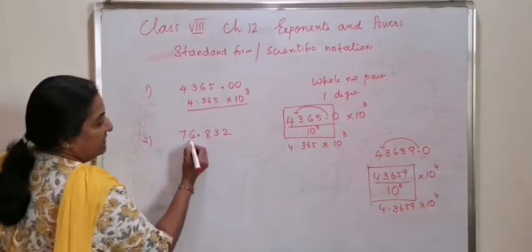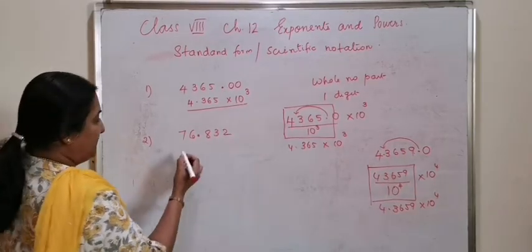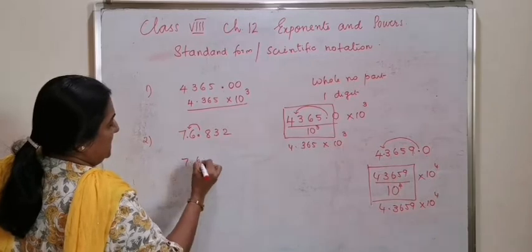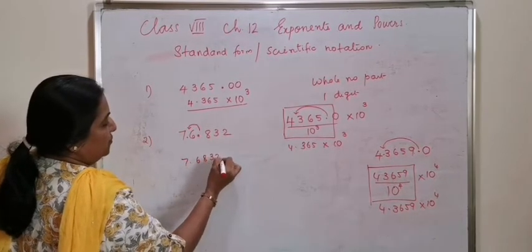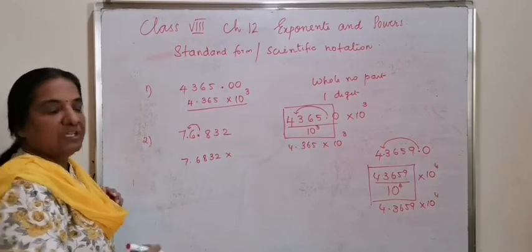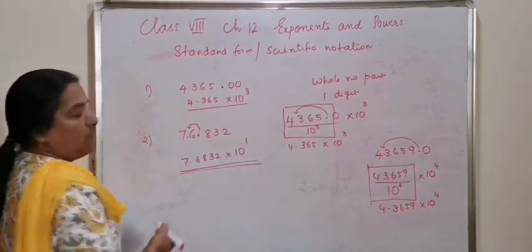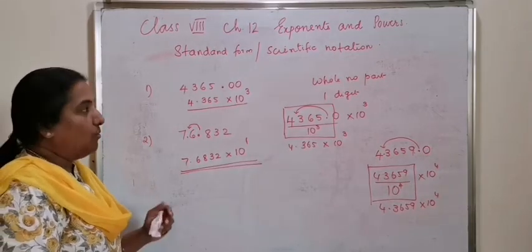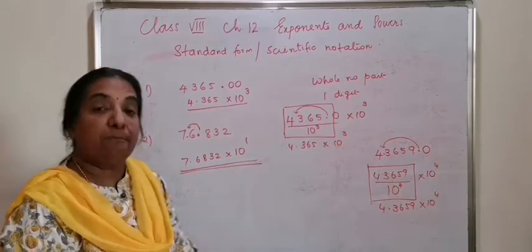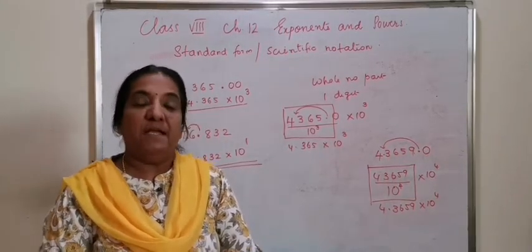Similarly, 76.832, you have to make it as 7.6832 into, you have moved one place to the left, that means into 10 to the power of +1. So now with this, you knew how to express bigger numbers into the standard form.